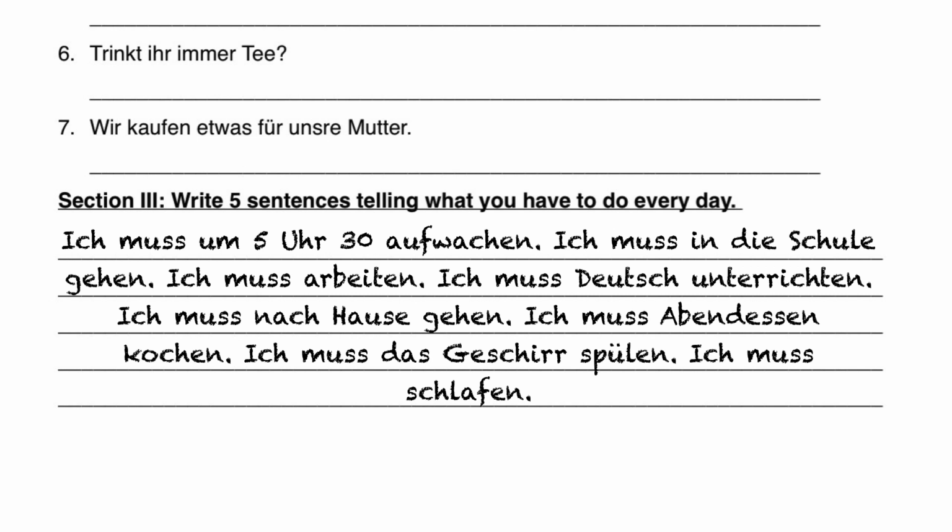So ich muss 5:30 Uhr aufwachen. I have to wake up at 5:30. Ich muss in die Schule gehen. I have to go to school. Ich muss arbeiten. I have to work. Ich muss Deutsch unterrichten. I have to teach German. Ich muss nach Hause gehen. I have to go home. Ich muss Abendessen kochen. I have to cook dinner. Ich muss das Geschirr spülen. I have to do the dishes. Ich muss schlafen. I have to sleep.